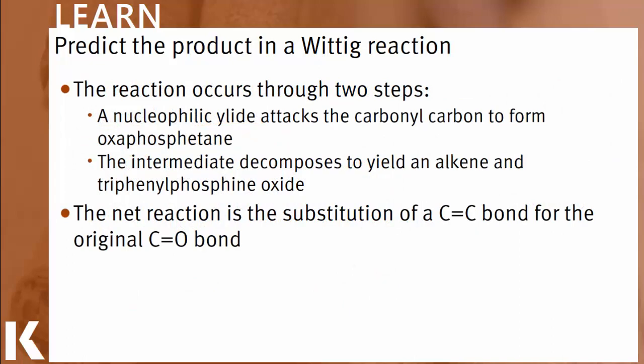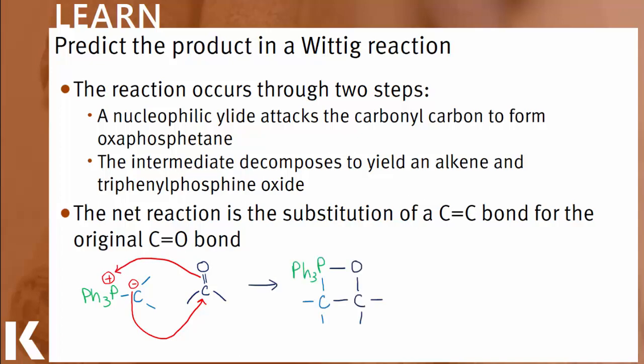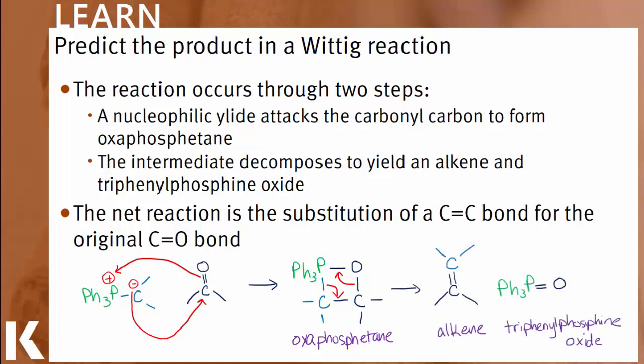The Wittig reaction occurs in 2 steps. First, the nucleophilic carbon will attack the carbonyl carbon, and at the same time, the double bond in the carbonyl will attack the positively charged phosphorus to form a 4-membered cyclic intermediate called an oxaphosphetane. Next, a fast decomposition step where double bonds are formed will result in an alkene and triphenylphosphine oxide. The overall reaction is essentially replacing the double bonded oxygen with a double bonded alkyl group from the phosphorane.